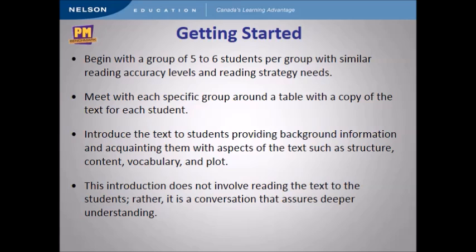So we'll begin our guided reading group with 5 or 6 students who have similar reading levels and similar reading needs. And we've identified this by using the PM benchmark assessment tools. We'll meet with each specific group around a table, with each student having a copy of the text. We'll introduce the text to the students by providing background information and acquainting them with perhaps some elements of the text, like structure or the content or the vocabulary or the plot.